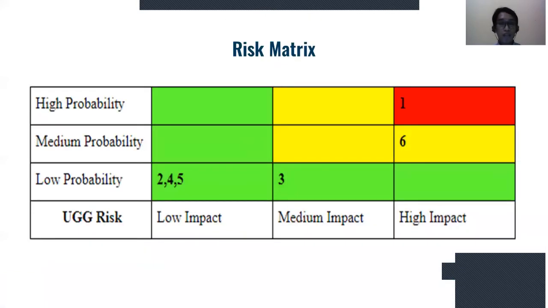From the previous section, we use it for the risk matrix, and this is the result. High probability and high impact is number one, the weather, medium probability and high impact is the commodity, and the others are low probability.